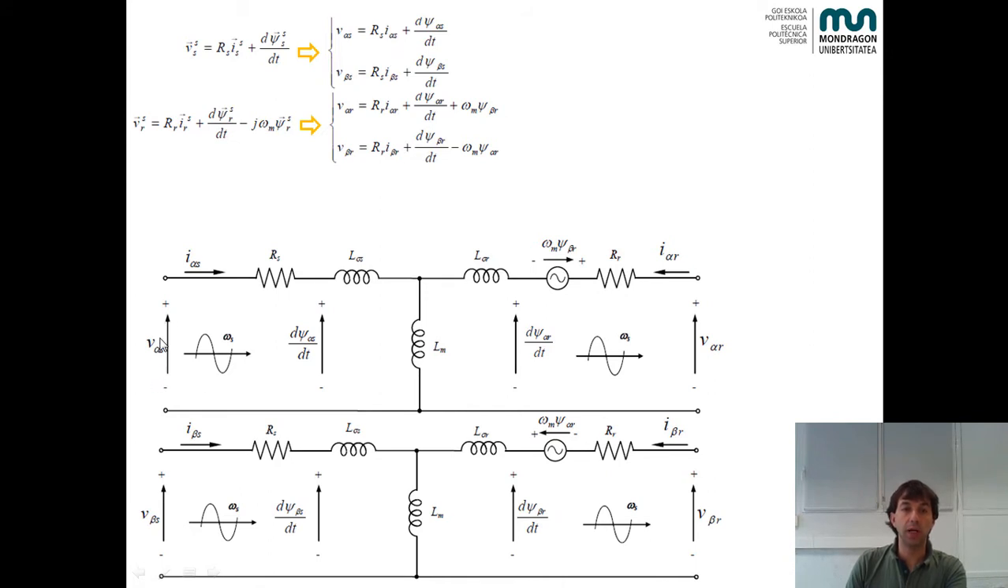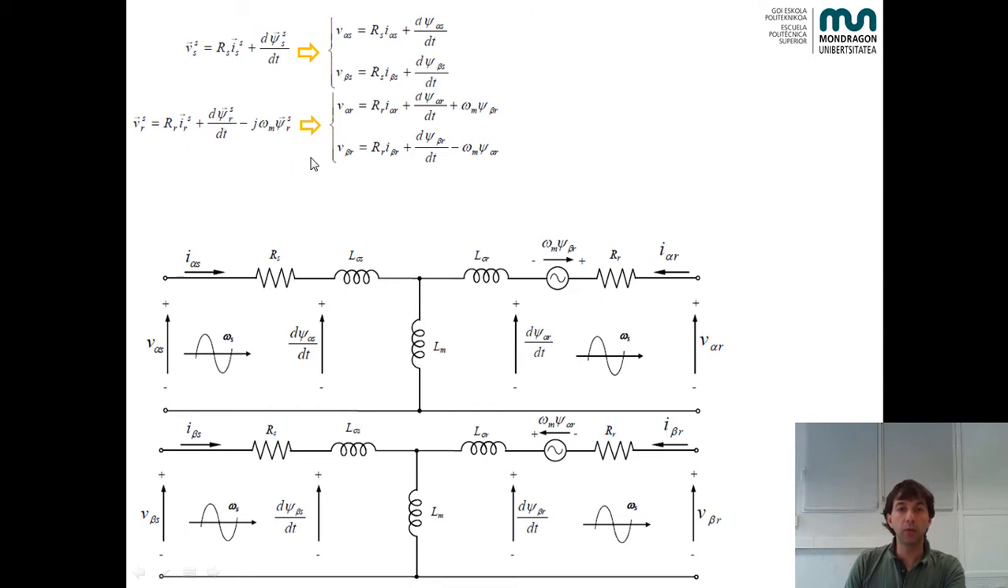Here we have the alpha and beta stator voltages. Here we have the alpha and beta stator currents. And here we have the stator resistance, which is given by this equivalent voltage drop. And here we have the stator flux equivalent voltage.